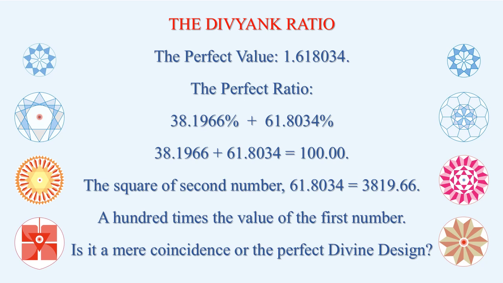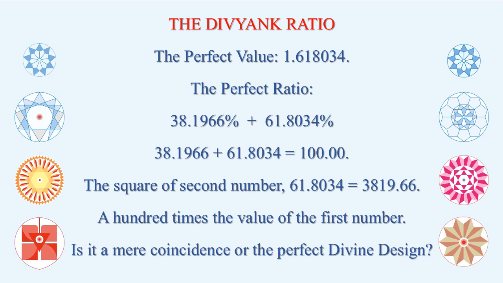Now the perfect ratio I can say further is 38.1966% plus 61.8034%. These are the two perfect ratios. And what's the real beauty? 38.1966 plus 61.8034 is equivalent to exactly 100%, which you do not see in any other ratio giving you a perfect added value of 100%.